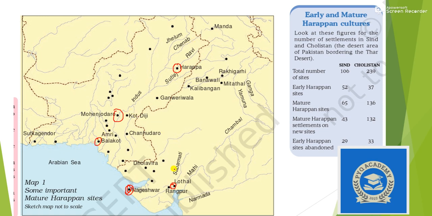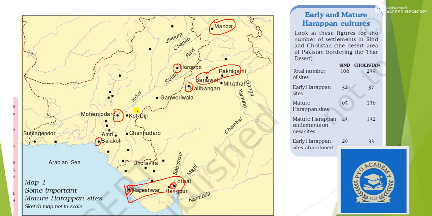What you have to remember is that Lothal, Rangpur and Nageswar, these sites are in Gujarat. Then Kalibangan is in Rajasthan. Banawali and Rakhigarhi are in Haryana. And Manda is a site in Kashmir. These kinds of questions can be asked from this image. So just go through these images once or twice, or note them down so that you can remember them.